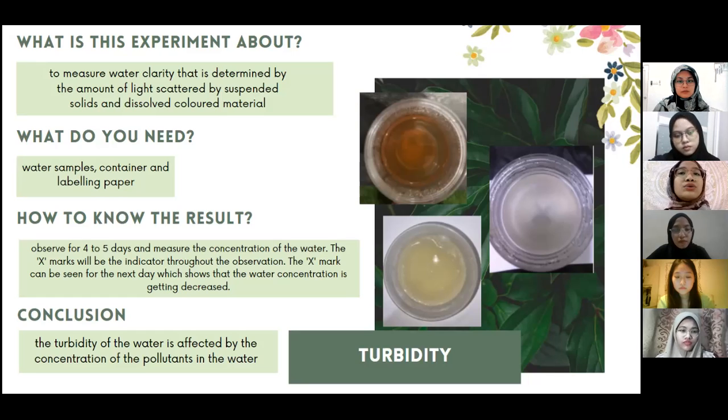So, how to know the result? The experiment needs to undergo 4 to 5 days of observation and measure the concentration of the water. We use the X mark as the indicator, and when it can be seen clearly, it means that the turbidity level is really low. The conclusion from this experiment is that the turbidity of the water is affected by the concentration of the pollutant in the water, which means that higher turbidity might come from silt, algae, or mud. So that's all from me. I will pass to the next presenter.